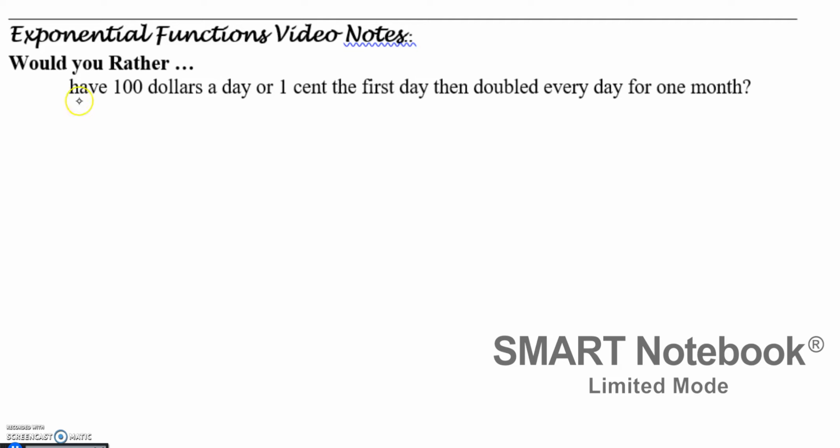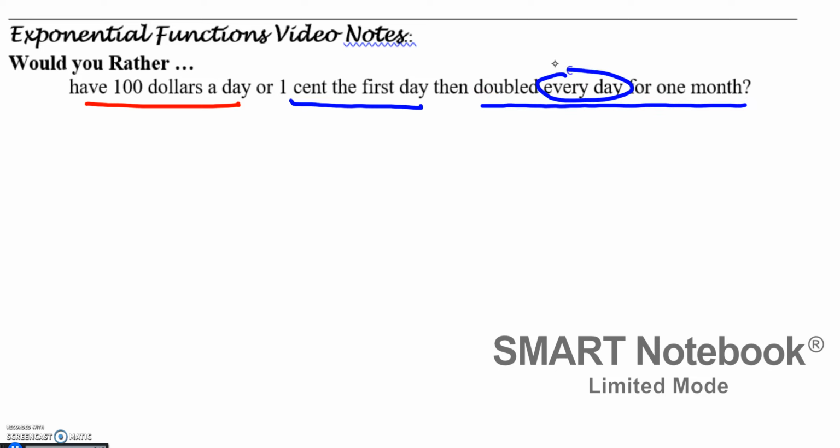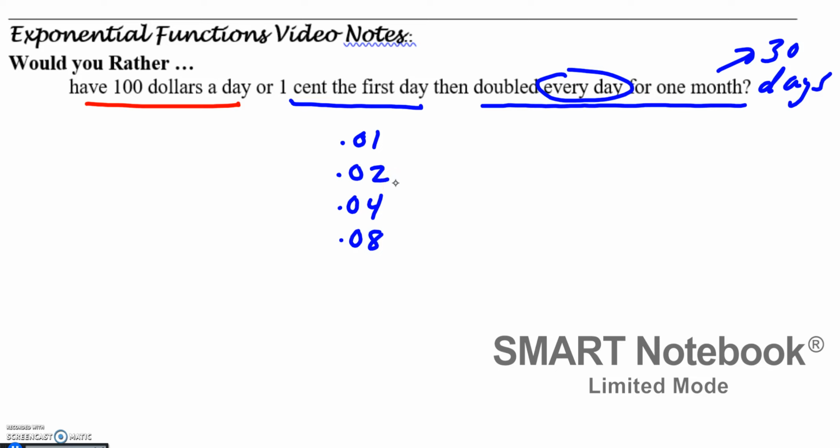Would you rather have $100 a day, or would you rather have 1 cent the first day, and then that 1 cent doubles every day for a month? So think about that. If you start with 1 cent, that means the next day it would double, the next day it would double again, the next day it would double from there. And I want you to consider how much money you would make in a month, and let's assume that a month is 30 days. And then also consider how much money you would make if this is continuing to double for 30 days.